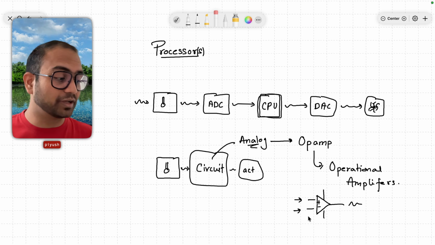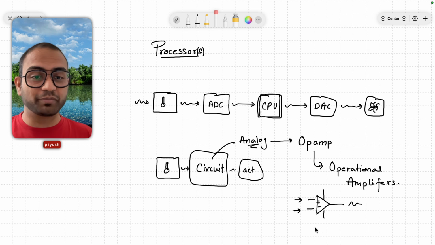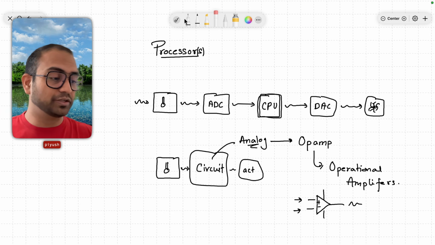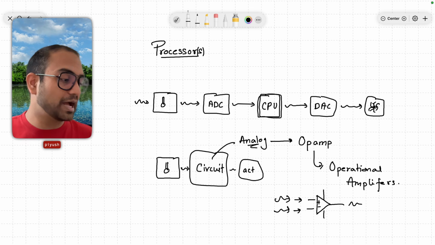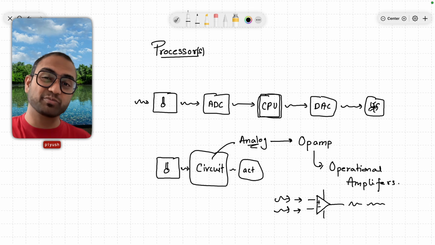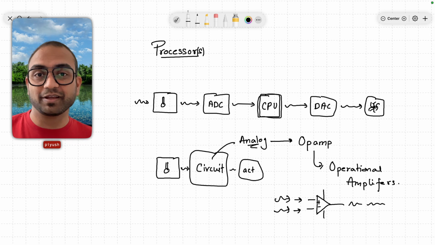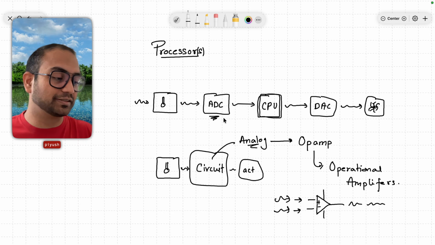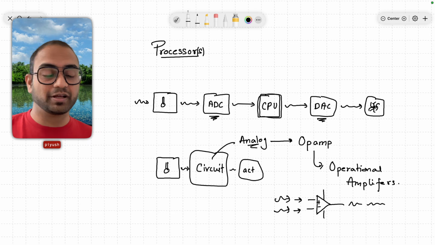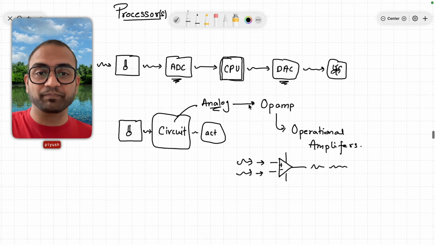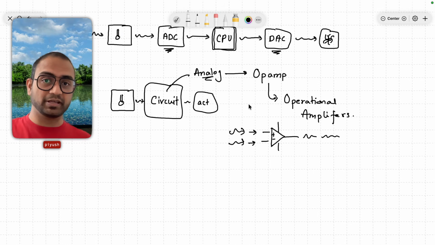And because you can do mathematical operations, you can feed in the inputs coming from the sensors, and it can do mathematical operations on that and give you the output. And this output was continuous. So we did not need this ADC and DAC stuff. For a long, long time, this is the kind of circuit that we had.